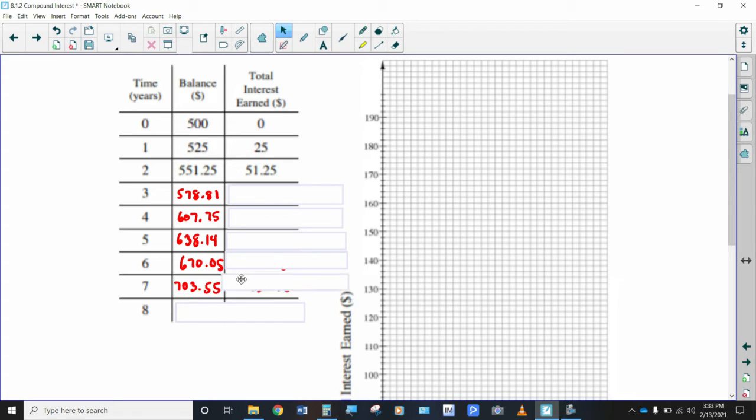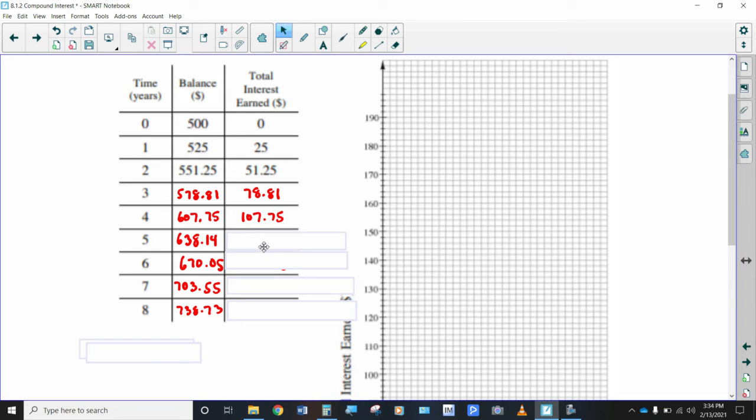Multiply that times 1.05, you get $703.55. And the last transaction after 8 years, there would be $738.13 in the account. So, to find the total amount of interest, just take this number, subtract away 500, and you will get $78.81 as your interest.